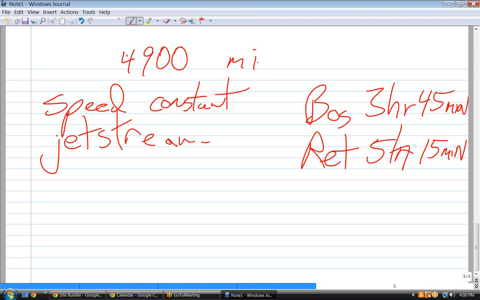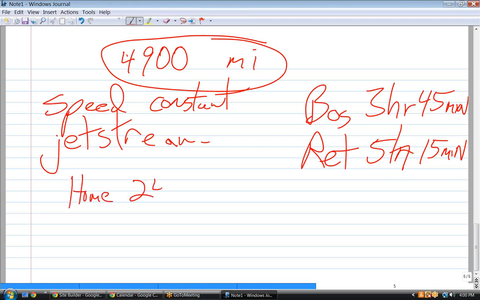All right. The round-trip journey is 4,900 miles, so we know exactly how far away he is. How far away is his home? 2,450. From Boston. So what was his ground speed going from his home to Boston if it took 3 hours and 45 minutes?